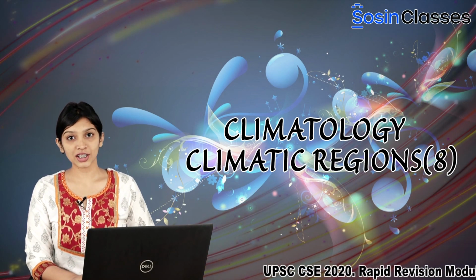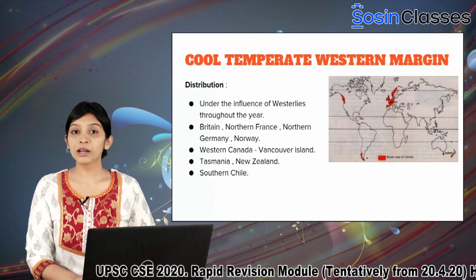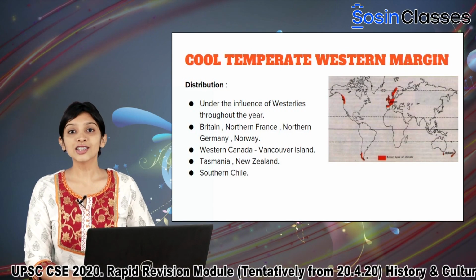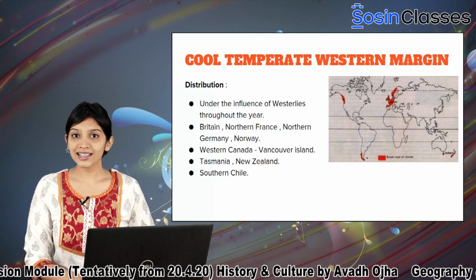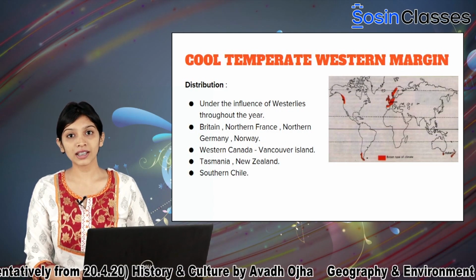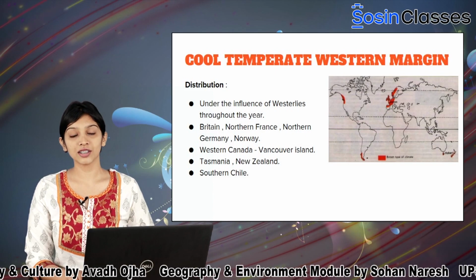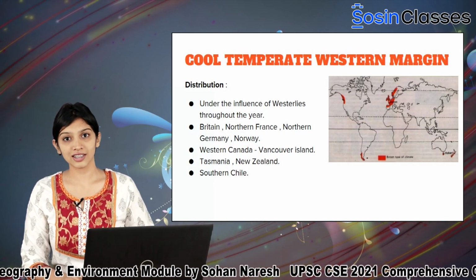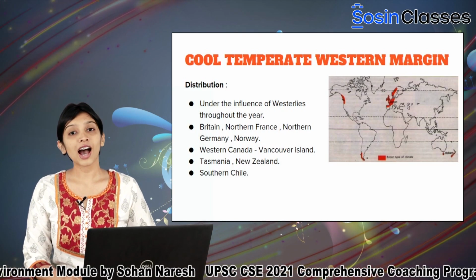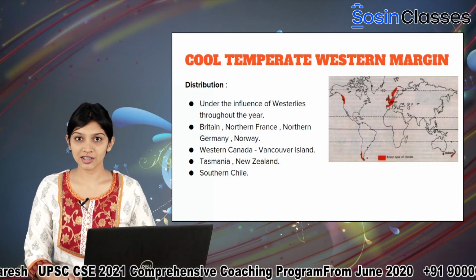The climatic region under focus in today's session is going to be the cool temperate western margin. This is also called the British type climatic region. On the right hand side, there is a map depicting the distribution of the British type climatic region. Throughout the year, they are under the influence of the westerlies. On the screen, we have the list of areas and countries coming under the British type climatic region.